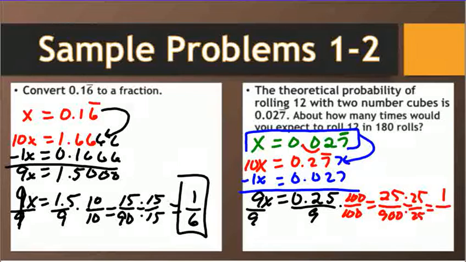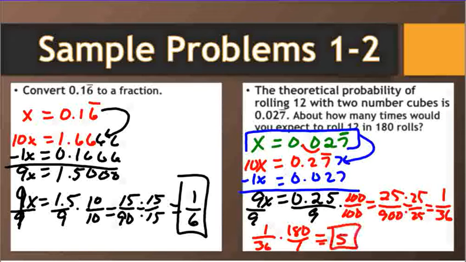This would be 1, and 900 divided by 25 gives us 36. So 1/36 for one time, but you're doing that 180 times. So if I take my 1 over 36 times 180, so really it's 180 divided by 36. That would give us an answer of 5. So you can expect that to happen 5 times.